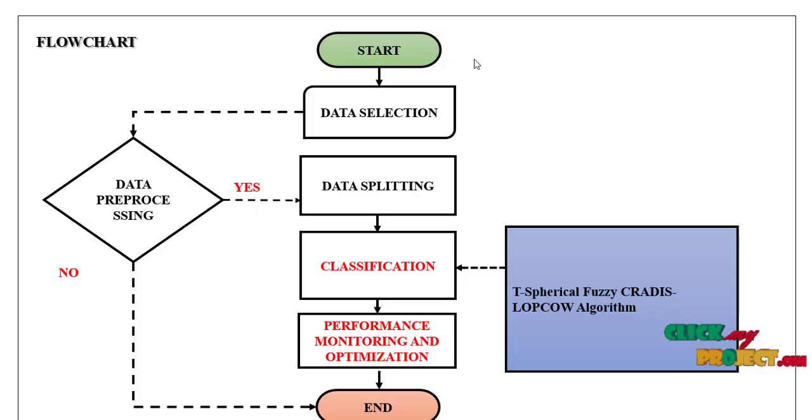For classification we are using the T-Spherical Fuzzy Set algorithm. Finally we calculate whether traffic will occur or not in the urban area planning, we check it, and the performance analysis will be comparative. So the modules are: data selection, data processing, data splitting, classification and model training, and then performance analysis.